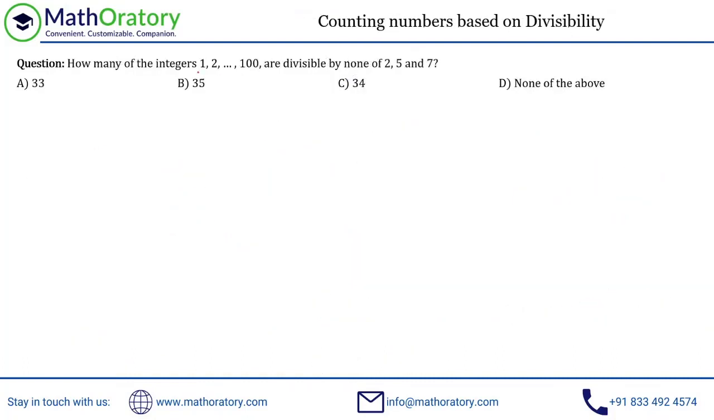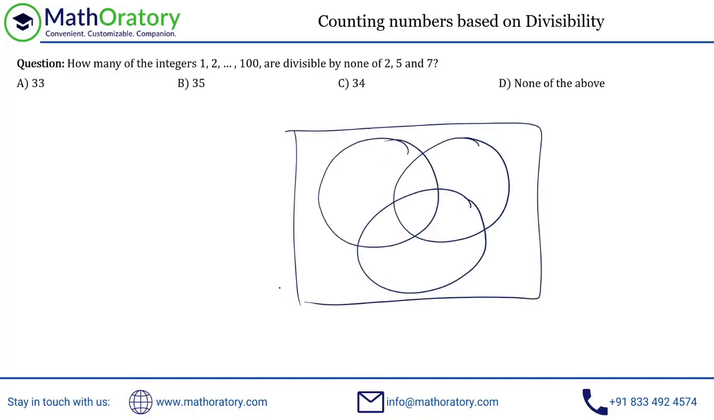We're looking for how many integers in this range 1 to 100 are divisible by none of these 2, 5, and 7. So we are going to use a very basic idea. We are going to apply set theory out here. So first, let me just draw three circles out here. And let me indicate these circles as multiples of 2, multiples of 5, and multiples of 7.